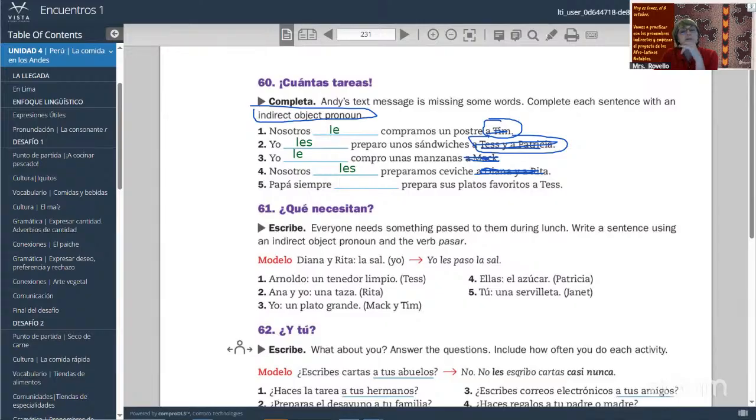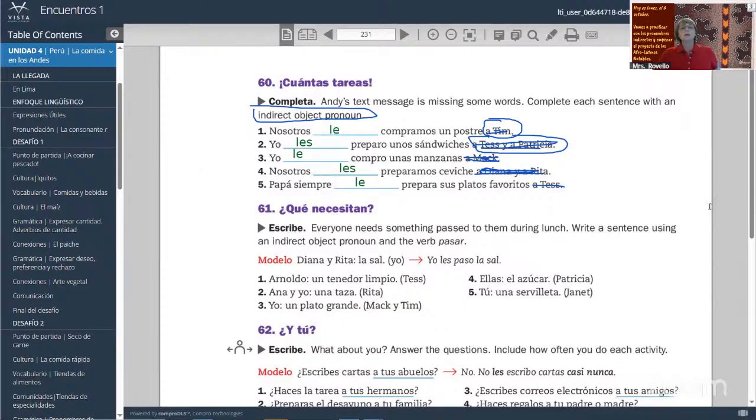Papá siempre prepara sus platos favoritos a Tess. So once we acknowledge it's a Tess, singular, for her. Dad always prepares his favorite dish for her. And therefore, right, therefore, le, for her. Okay? All right, questions.